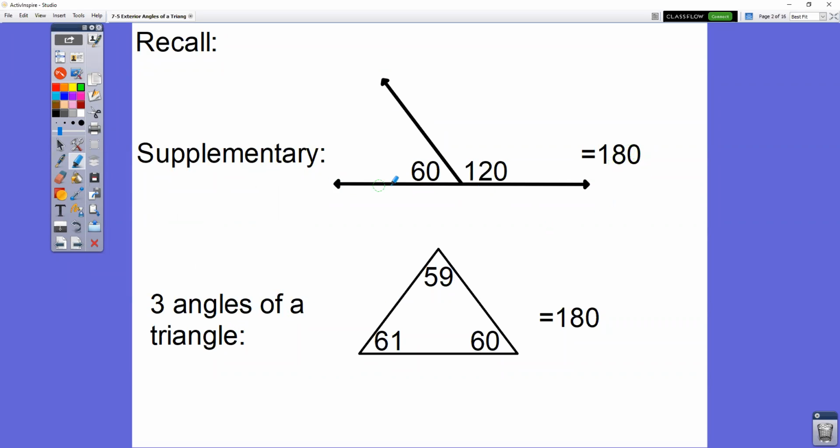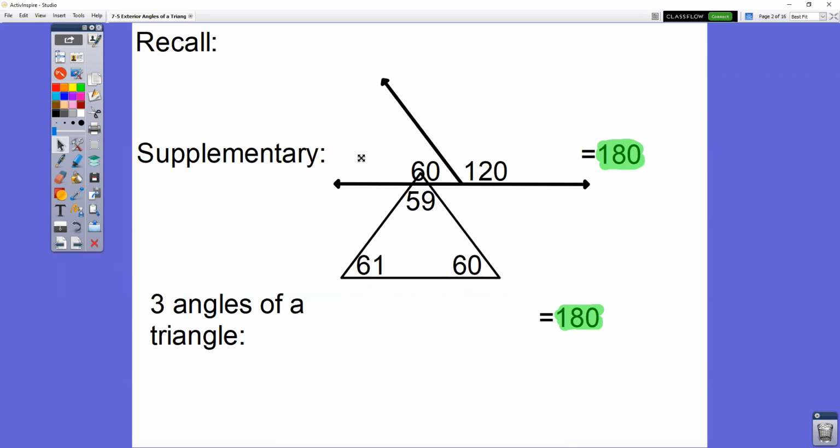Remember that supplementary angles form this picture where they take a straight angle and divide it into two pieces. Those two angles added together equal 180 degrees. That's very important for today. The three angles of a triangle also add up to 180 degrees. That's very important today.